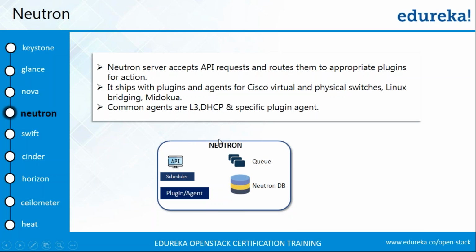In Neutron, what the Neutron server does is accept API requests and route them to the appropriate plugins for action. I'll be explaining how Neutron works in the architecture part. Yasmin is asking what I mean by "ships with plugins."